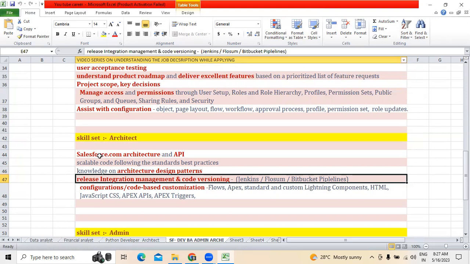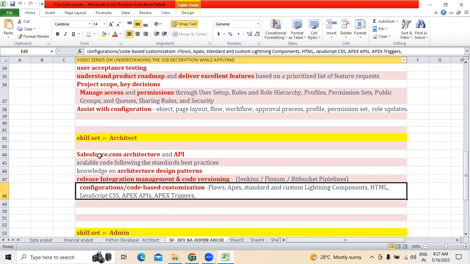Followed by this, they need to have experience over configurations and code-based customization, something like flows, Apex programming. At the same time, I don't say knowledge, experience over custom Lightning components. So these sorts of experience and exposure are required for a person who is applying for architect.